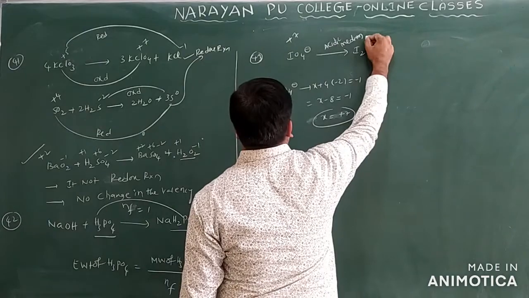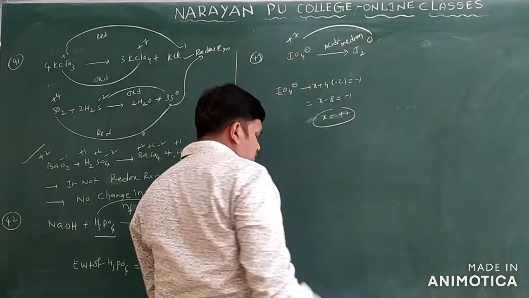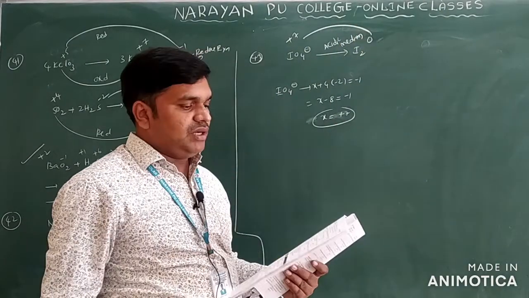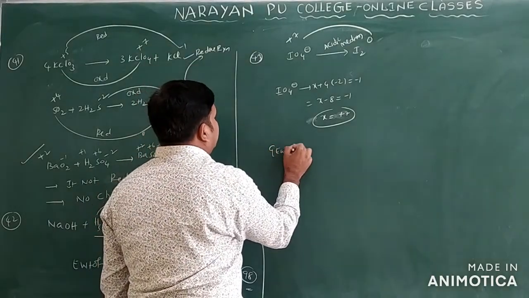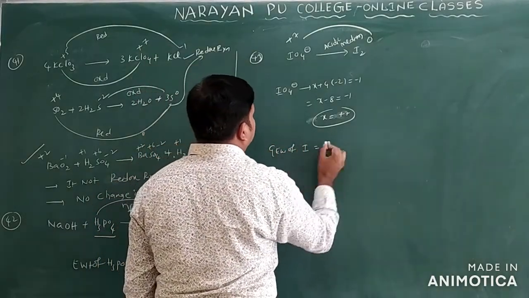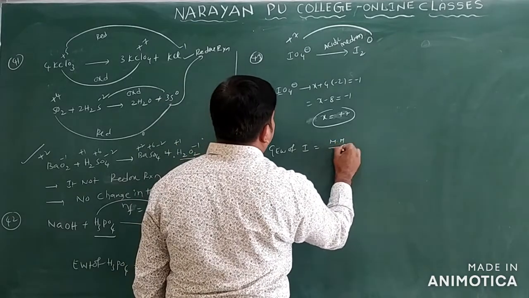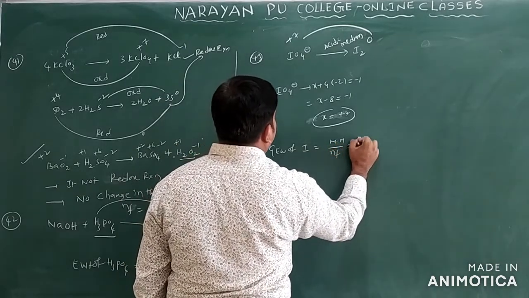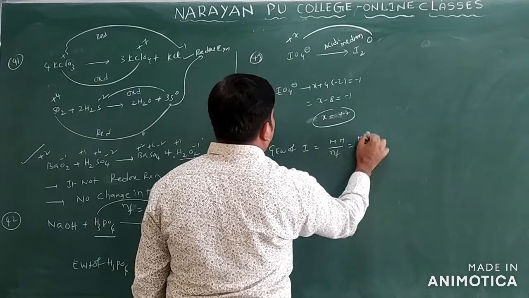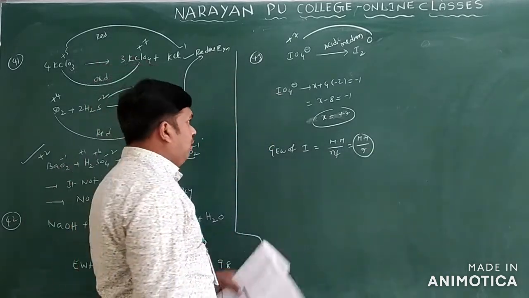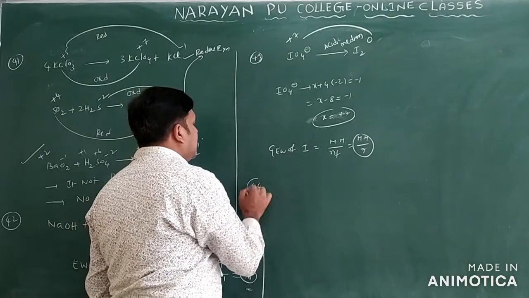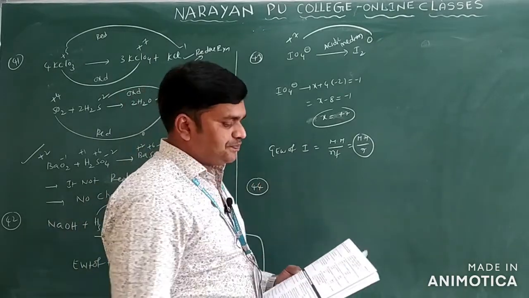Here what is the oxidation state of iodine? 0 only. Now what are they asking here? The equivalent weight of IO4 minus. The equivalent weight is equal to molecular weight by its n factor. You will write here molecular mass by 7 only. So this is the answer for question number 43 we have. Now we will see question number 44.